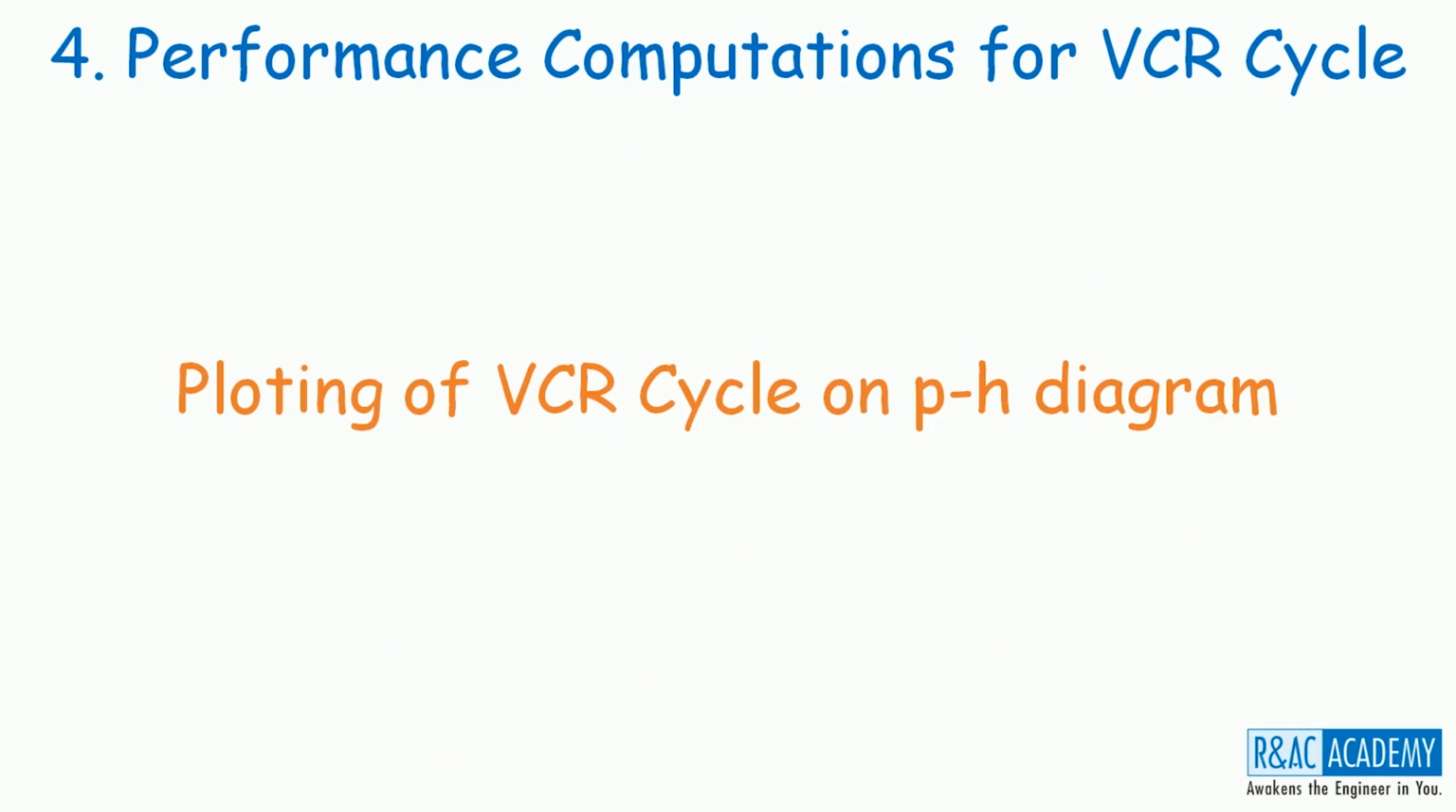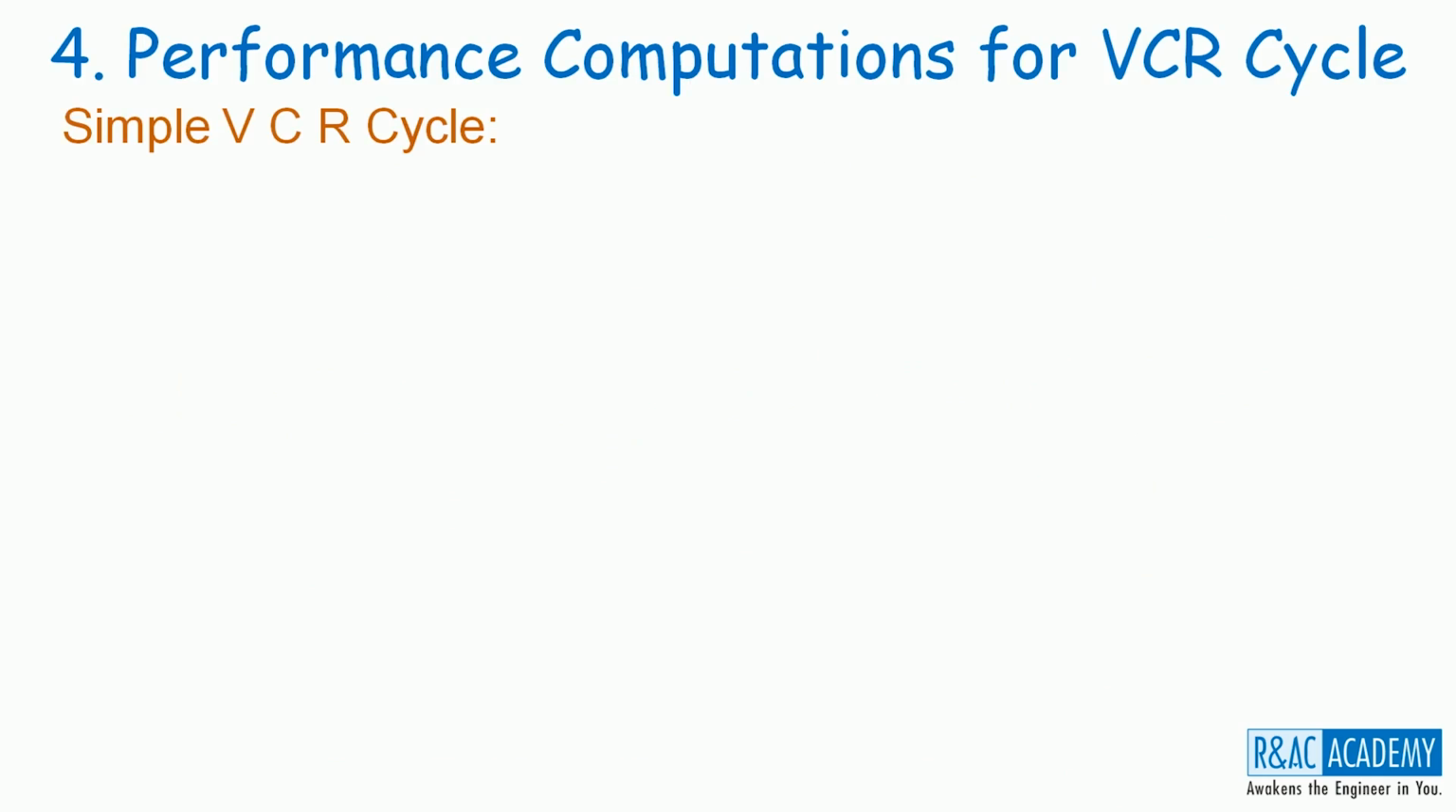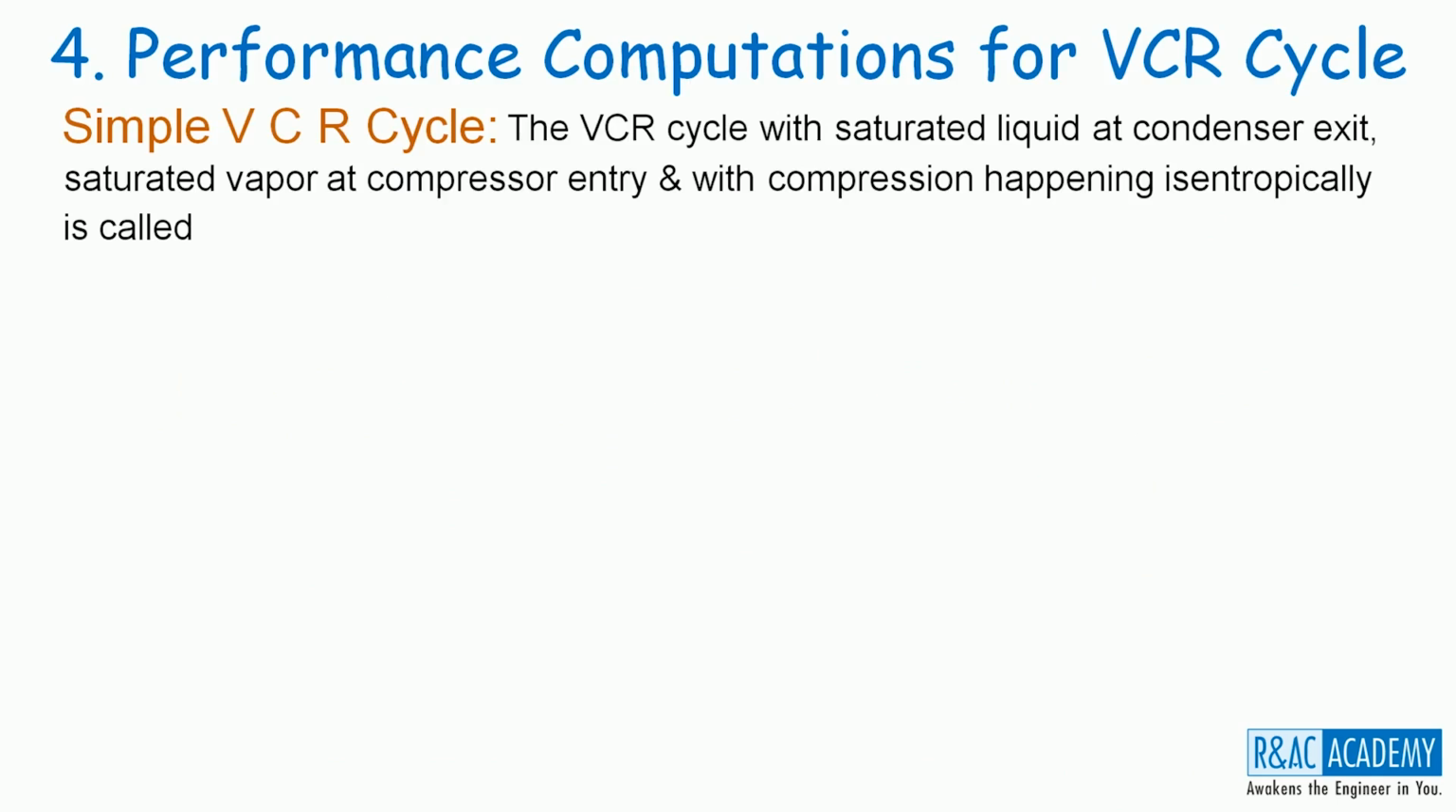Let us now plot a VCR cycle on the pH diagram. But before that, let me define the simple VCR cycle. The VCR cycle with saturated liquid at condenser exit, saturated vapor at compressor entry, and with the compression happening isentropically. When these 3 conditions are met, then that VCR cycle is called a simple or standard or ideal VCR cycle. Let us now plot this simple VCR cycle on the pH diagram.